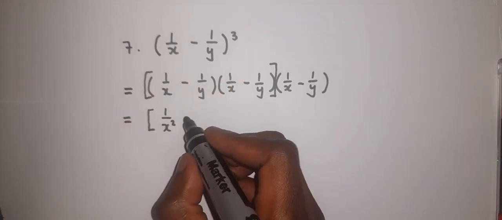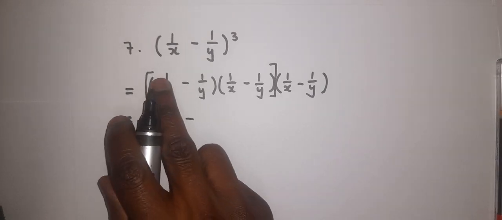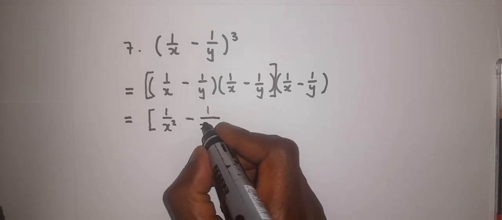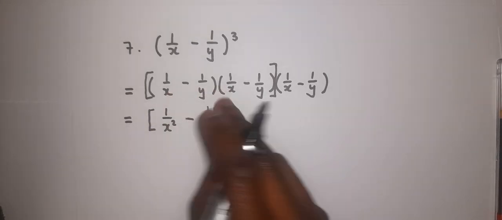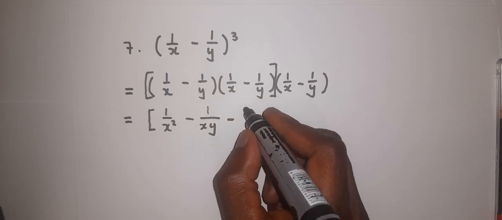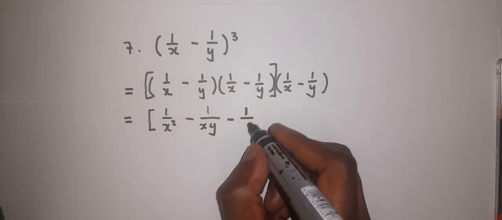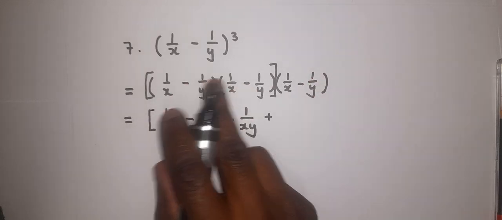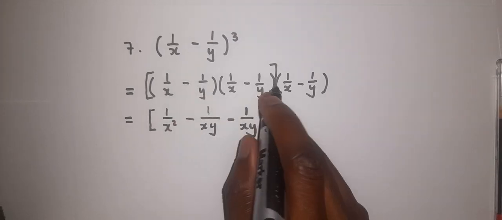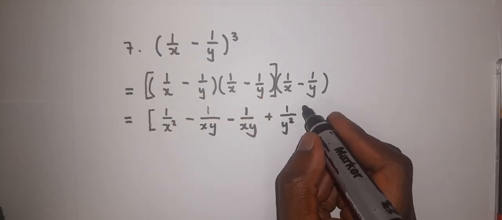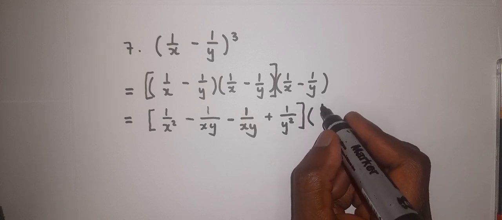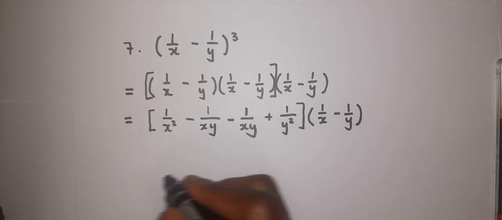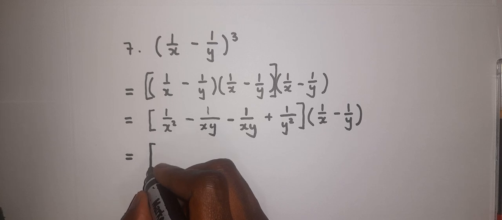Similarly, positive, negative, I'll have a negative. And then 1 times a 1 is a 1, divided by x times y is xy. Negative times positive is a negative. 1 times a 1, it's a 1. y times x, remember the order, xy. Then negative times a negative is a positive, and then 1 times a 1, it's a 1, divided by y times y, y squared. This whole bracket is still multiplied by 1 divided by x minus 1 divided by y. Let's simplify first the bigger bracket.